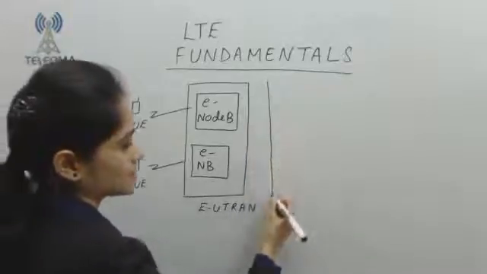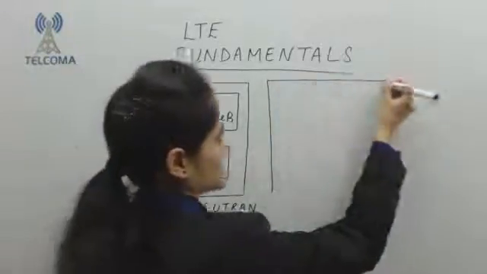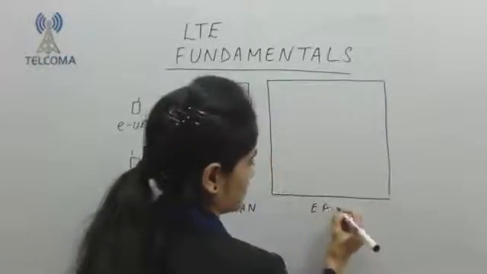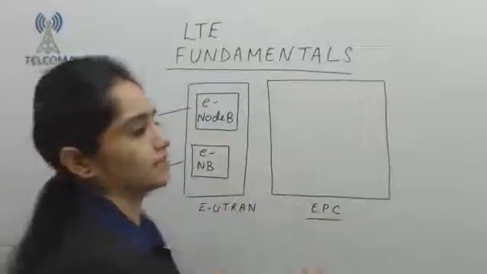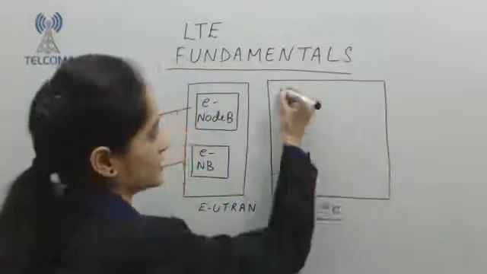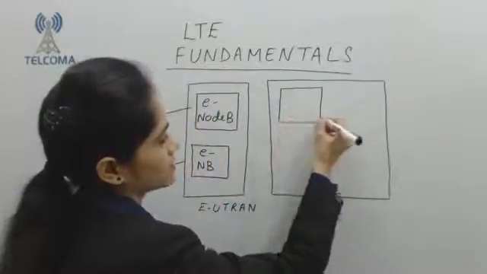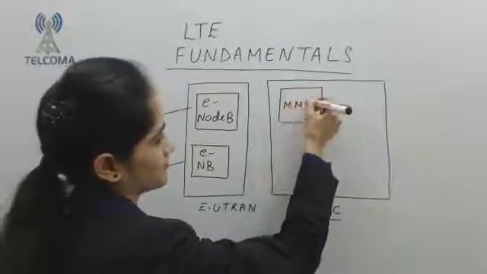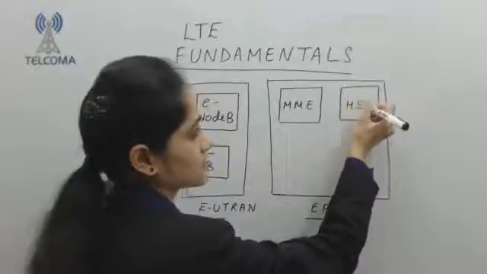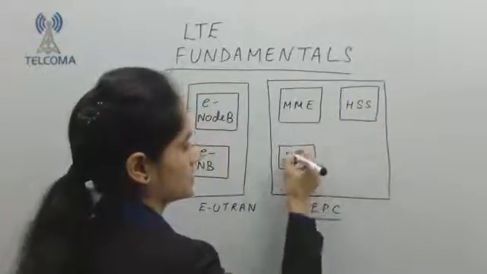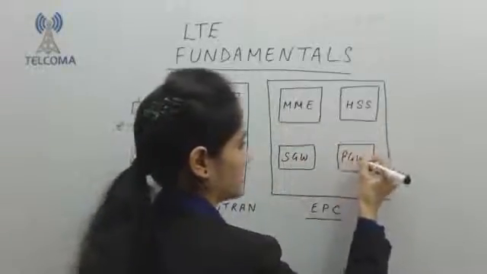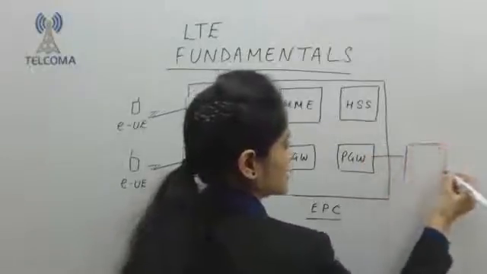Now we require that this E-UTRAN is to be connected to the EPC. So this is the EPC. Now this EPC is fully IP connected, that means this is a fully packet switched network. But we have various entities in the EPC. The very first is MME. Next one is HSS. Then we have serving gateway, PDN gateway, and this is connected to PDN.